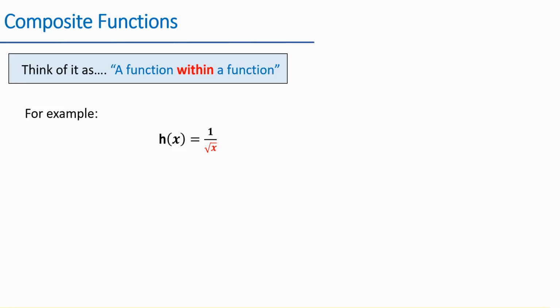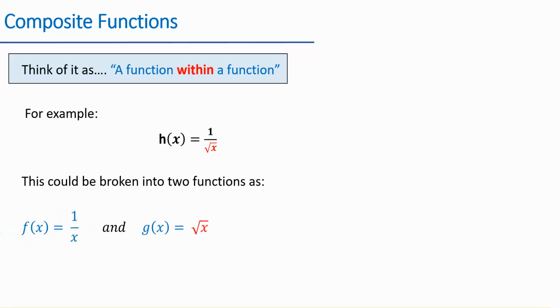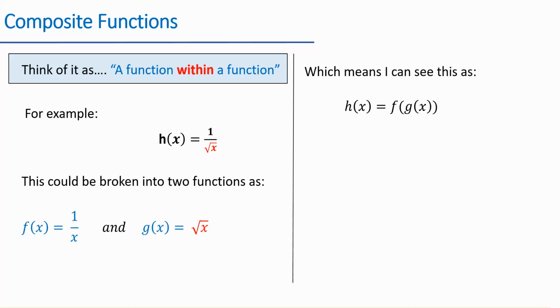All right, let's now go to what I really wanted to say here. If you understand there are two machines, let's have a look. This could be broken into two functions: 1 over X, and the square root of X. Which means I can see this as F of, and you sub G of X into F of X gives you H of X. There's another way of writing it: F of G. That's what it means, F of G.